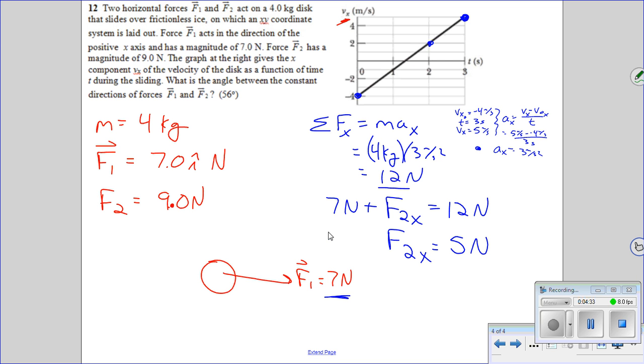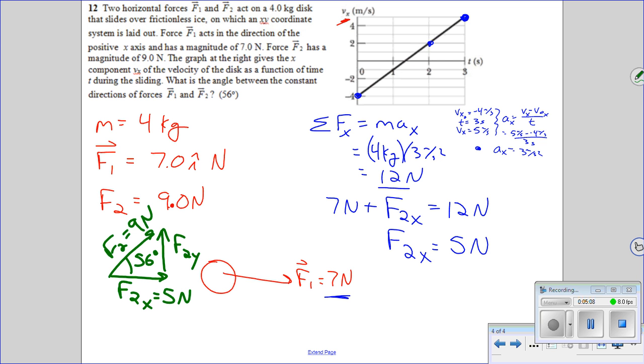So let's draw F2. Here's what I know. I know F2 is going to point at some angle. I don't know if it goes up-ish or down-ish, and it doesn't really matter. So let's arbitrarily assume that it points up-ish, okay? So what we know is that F2 is 9 newtons. We know that the horizontal component of F2 is 5 newtons. So we can find this angle, right? I guess I could draw in my y component. So we can find this angle here. It turns out to be 56 degrees. And that's actually the answer that we're looking for.